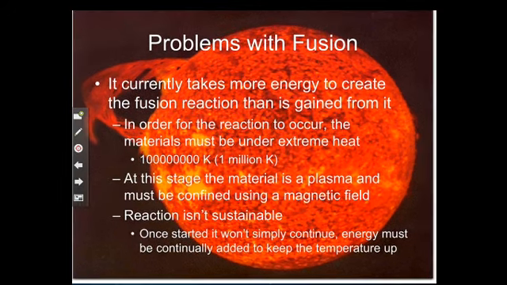With fusion, it currently takes more energy to actually get the reaction going and keep it going than we're getting from it. And that's because of the extreme heat and pressure that the reaction has to be under in order for it to actually occur. You have to get the deuterium and the tritium to almost 1,000,000 Kelvin. You have to turn it into a plasma, and the reaction currently isn't sustainable. We're starting to make a lot of strides towards sustainable fusion reactions, but the technology isn't there yet.